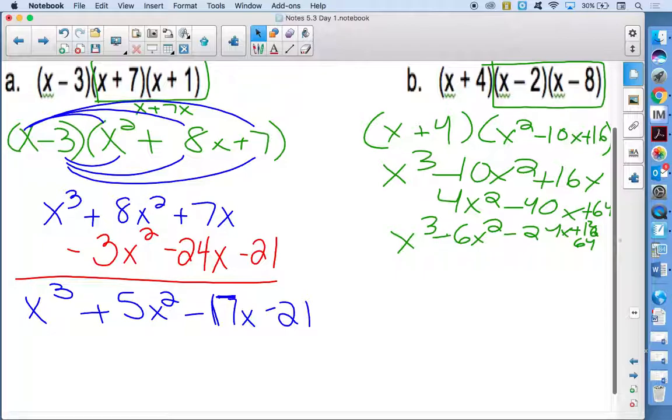So again, you should have x cubed minus 6x squared plus 24x and then plus 64. The last one, you should end up with x cubed minus x squared minus 17x minus 15. Nice job, Sam.